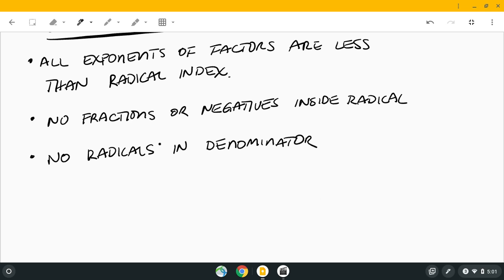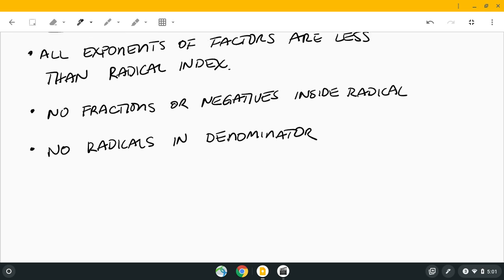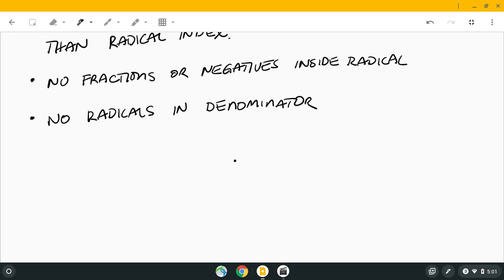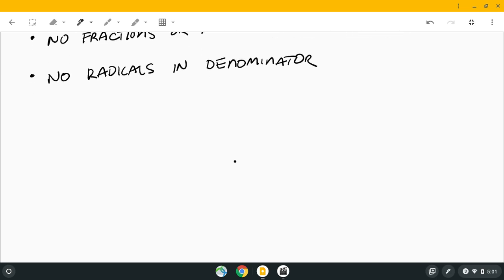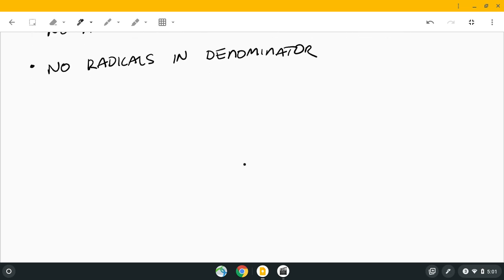Okay, so same thing here. If you have a fraction in the radical, or if you have a radical in the fraction in the denominator, then here in both situations, we'll have to do what's called rationalizing the denominator. Okay, so let's take a look at simplifying using that product rule. Okay, so simplify.